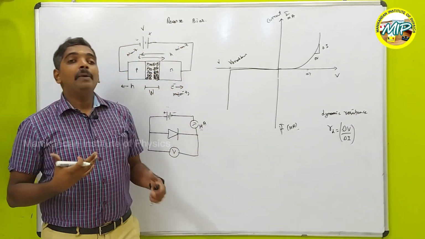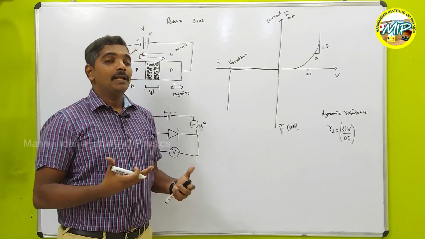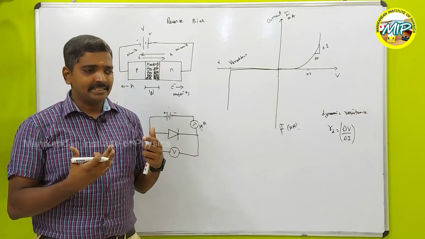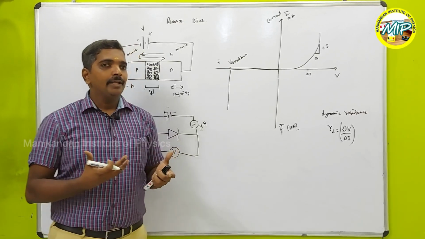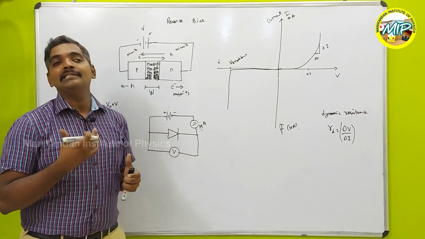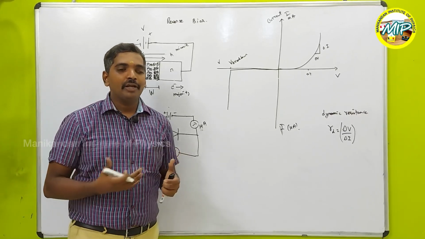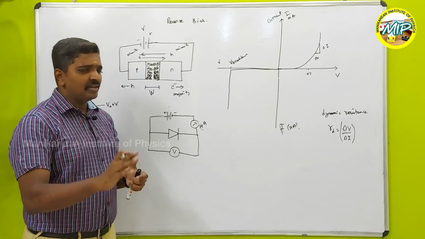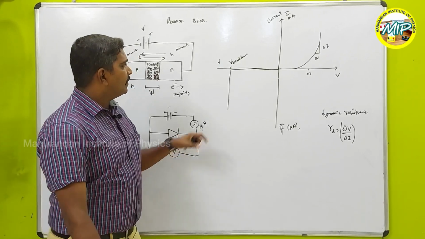Based on this principle, voltage stabilizers work. Sometimes it's called the Zener voltage. So this kind of diode is called a Zener diode. Again, those things we will discuss in the next class.